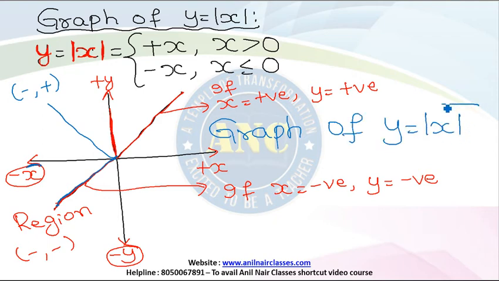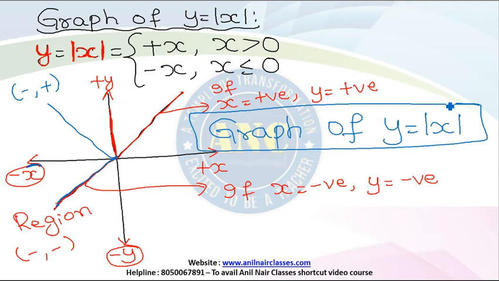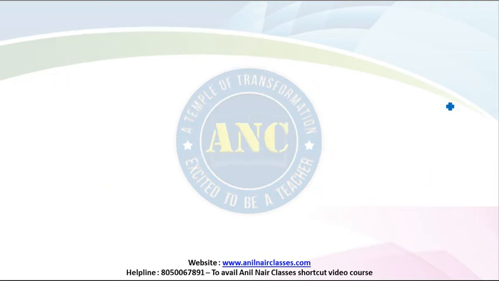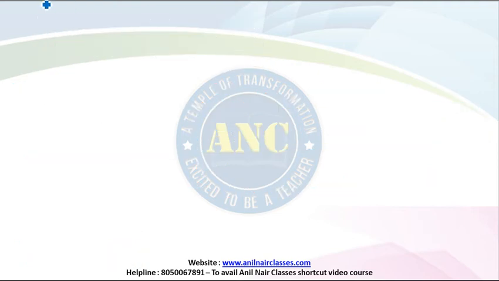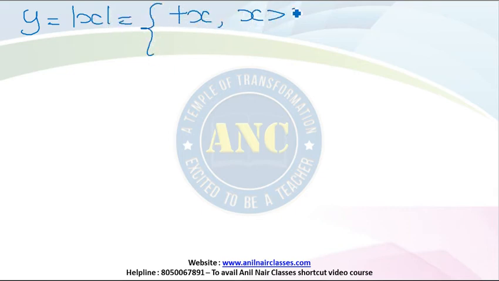I am sure that you are very clear how to draw the graph of y is equal to mod x. Sir, even if you are not clear with whatever I have explained right now, let us explain with the definition. Y is equal to mod x means y value is plus x if x is greater than 0, y value is minus x if x is less than or equal to 0.